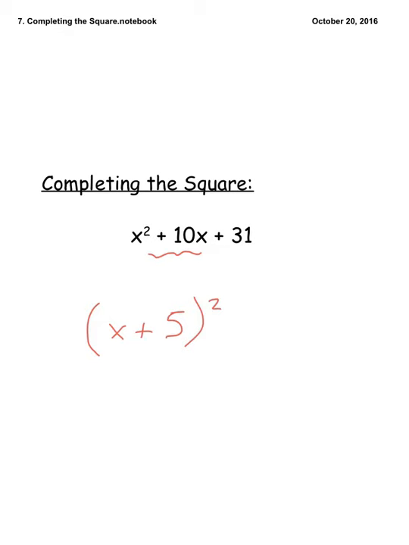I have my approximation, and if I was to expand that squared bracket out, I would get x squared, plus 10x, but I would get plus 25 instead of plus 31. I'm 6 below where I want to be. So my adjusting term on the end has to be plus 6.